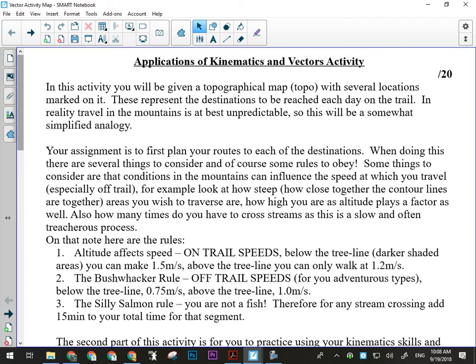Your assignment is to plan your route to each of the destinations. When doing so, you have to consider several things and obey some rules. Conditions in the mountains can influence the speed at which you travel, especially should you get adventurous and decide to leave the trail. There are trails on the map, indicated by dotted lines. If you leave the trails, travel becomes different. In some cases, it becomes more difficult. In other cases, not as much.